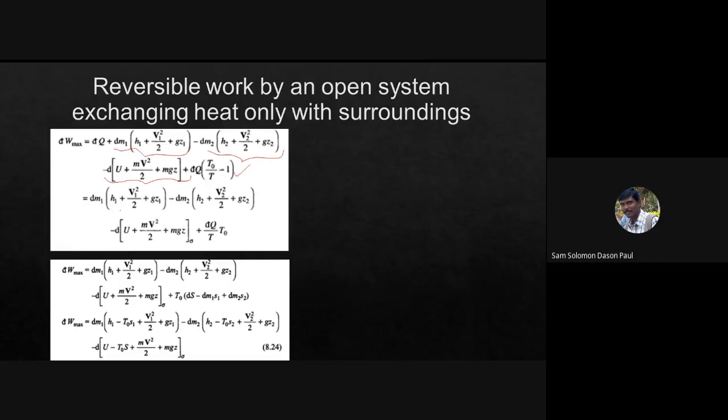Okay, and now here you have dq, and here it is dq into t naught by t. If you open the brackets, it becomes dq into t naught by t minus dq. So this dq and this dq will get cancelled, and you will simply have dq into t naught by t.